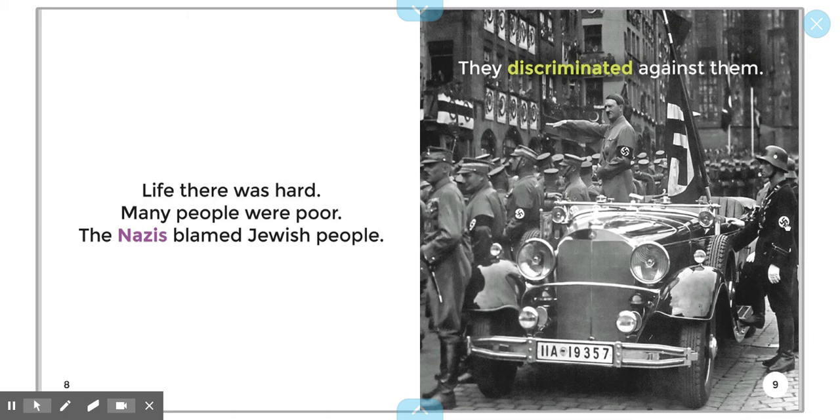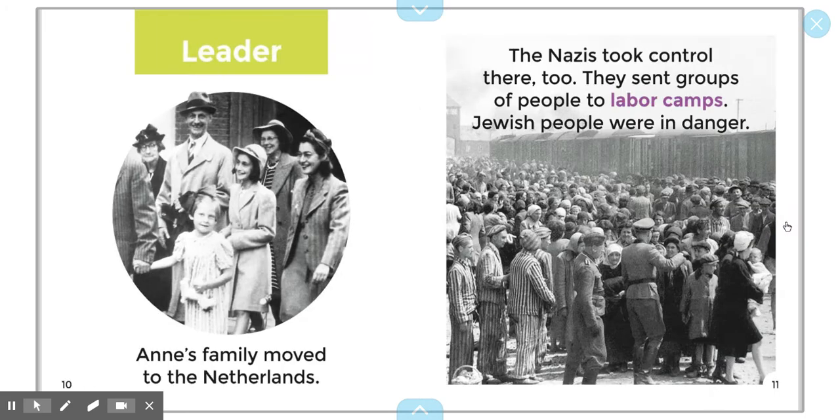Life there was hard. Many people were poor. The Nazis blamed Jewish people. They discriminated against them. Anne's family moved to the Netherlands. The Nazis took control there too. They sent groups of people to labor camps. Jewish people were in danger.